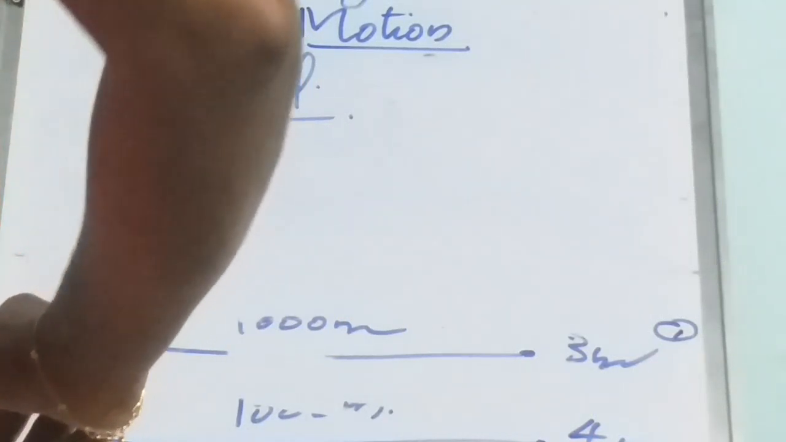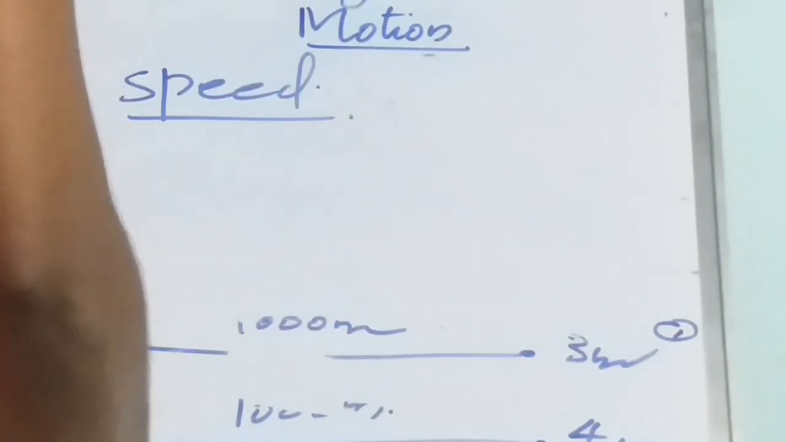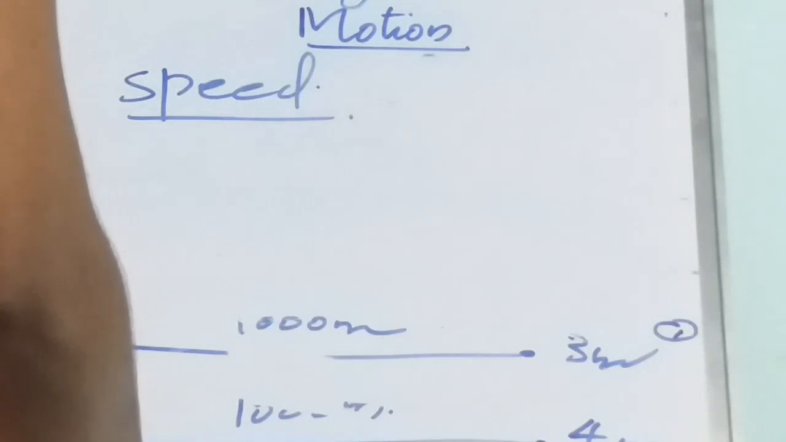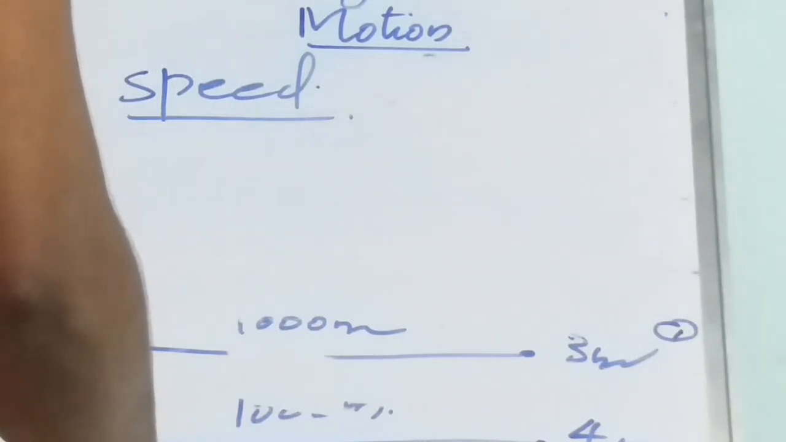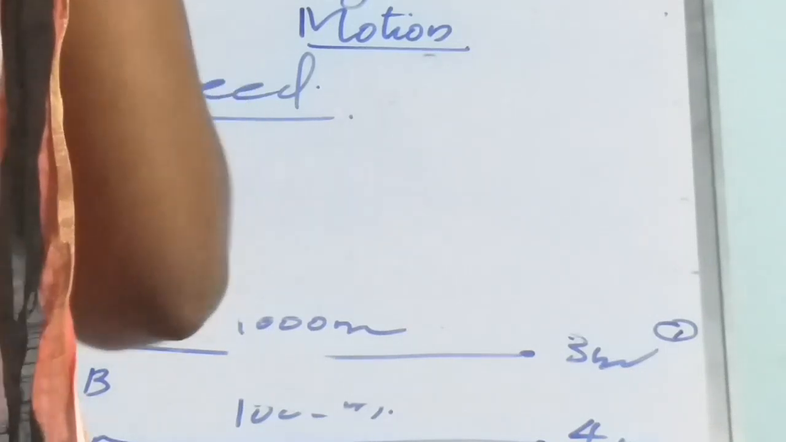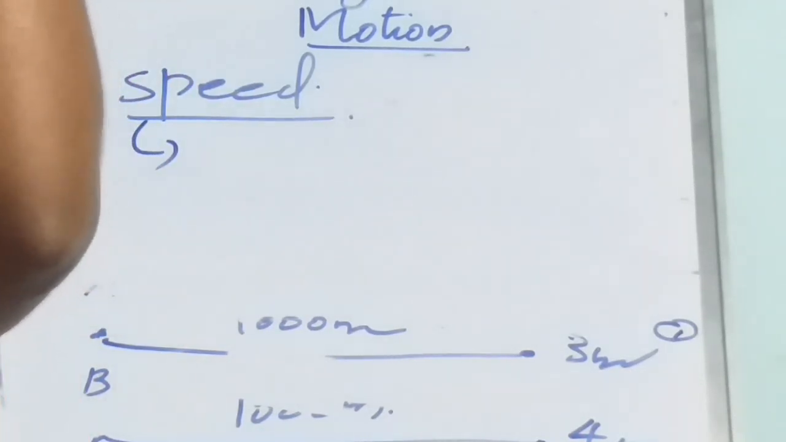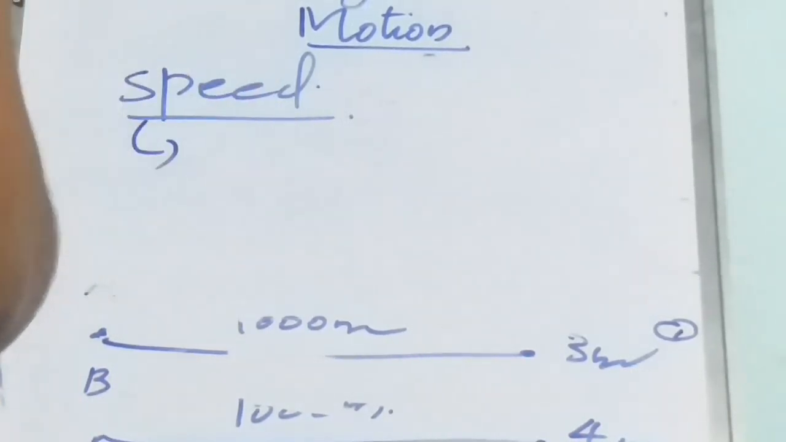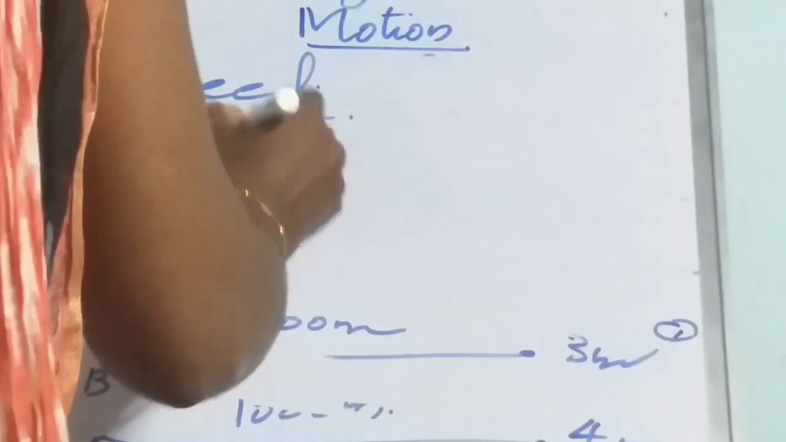Okay. Then what is meant by speed actually? We already said the rate of motion depends upon distance and time, so we can represent speed in terms of distance and time. The speed of an object means the distance travelled per unit time.